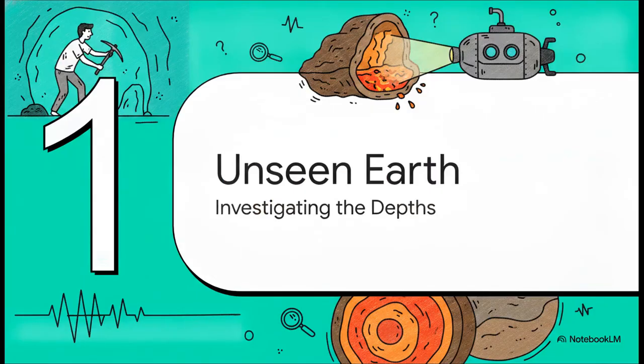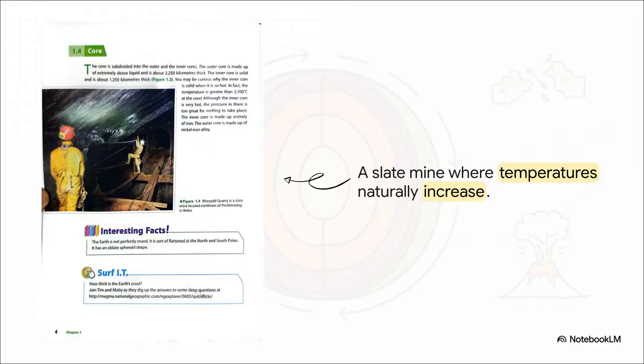Section 1. Investigating the unseen Earth. Let's look at a real-world example of this. Think about the Rhosyd Quarry. It's a slate mine located northeast of Porthmadog, in Wales. When miners go deep down into environments exactly like this one, they literally physically feel the heat increasing as they descend. So it's not just some theory written on a page. It is a tangible, physical observation that anyone down there can feel.